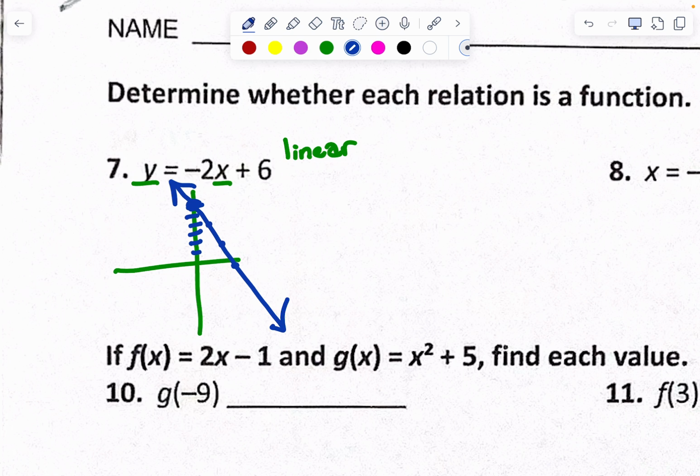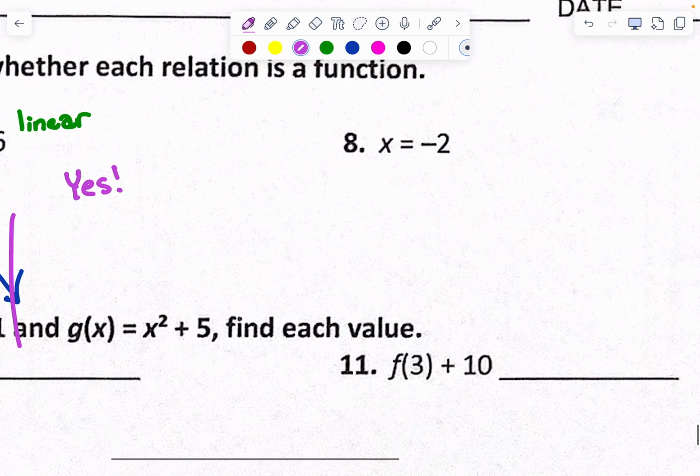But our whole purpose was to determine whether that's a function or not a function. It's y equals mx plus b, or slope form. So he will be a yes, right? We actually didn't even have to graph that, because if we know it's a linear function, we know it's going to pass the vertical line test, right? Okay. So number 7 is okay.